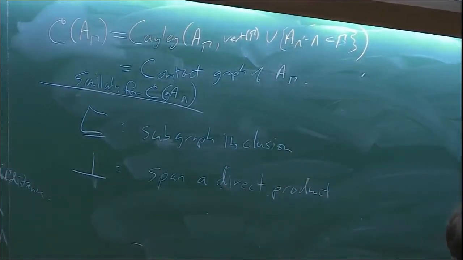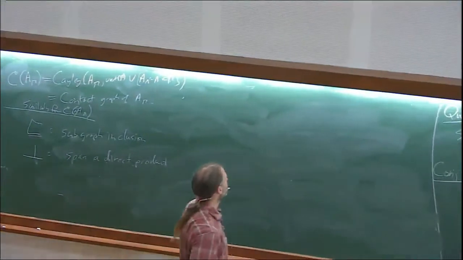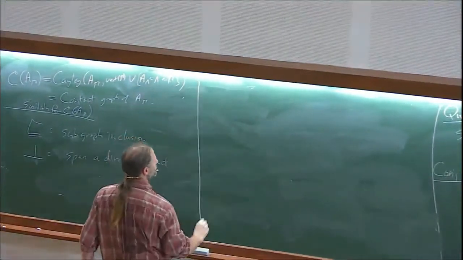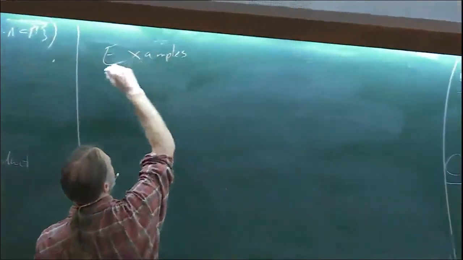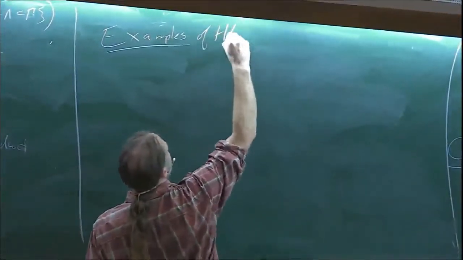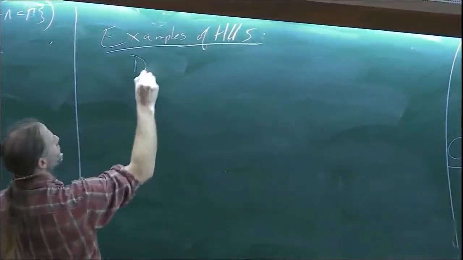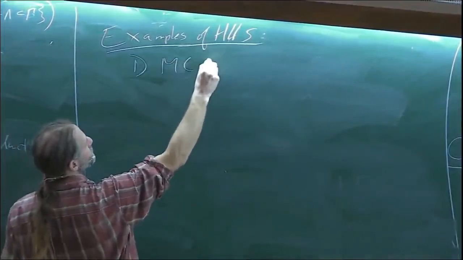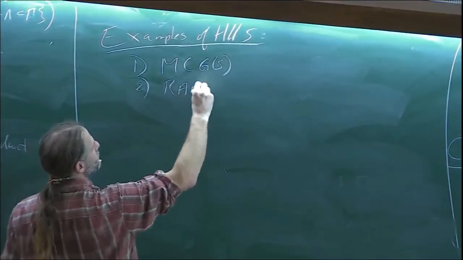Okay. So that's essentially a summary of what we did in the second talk, but in a more compact language. Okay, and so here are some examples of hierarchically hyperbolic spaces. So, right, we already did two examples. We did the mapping class group of S, and we did right-angled Artin groups.